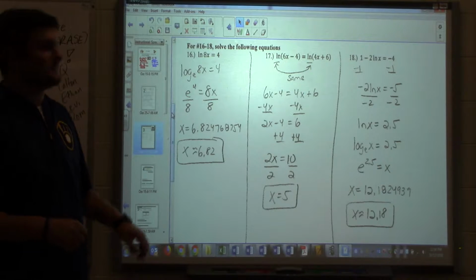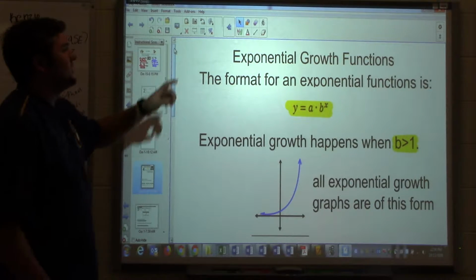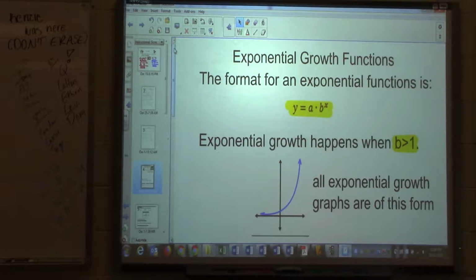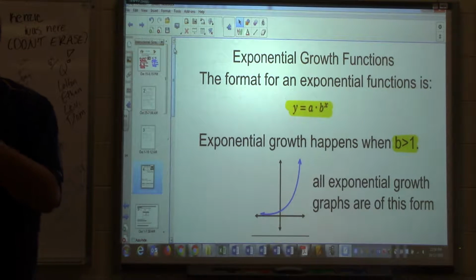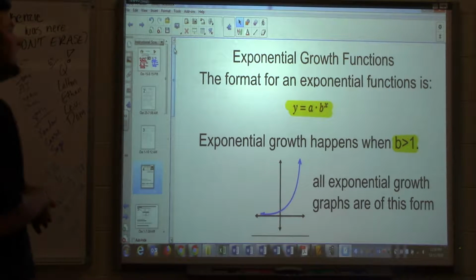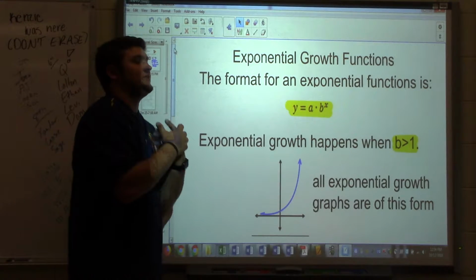Alright, now we're live. Today we're talking about exponential growth and decay, whether it's on graphs, tables, all sorts of fun things. We talked about doing exponential growth and decay problems where we plug things in and find values for future scenarios. Now we're just going to talk about an exponential growth function.